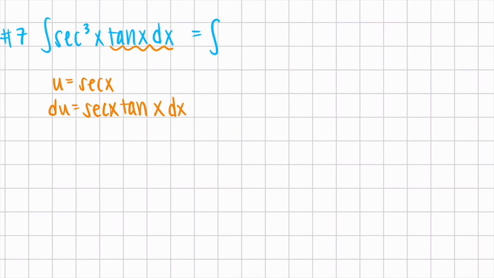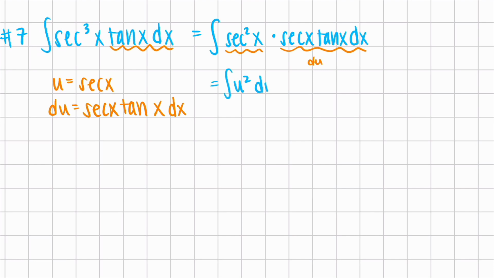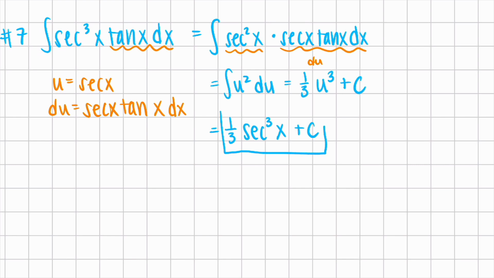So instead of secant cubed, I'm going to make this secant squared x. And then I'm going to have secant of x, tangent of x, dx. So notice I can put my u, and then I have my du. So I'm going to rewrite this. This is u squared du. I'm ready to integrate. This is u cubed 1/3 out front plus c. Last step, put your secant back in there. 1/3 secant cubed x plus c. And those are some U-sub examples with trigonometry.